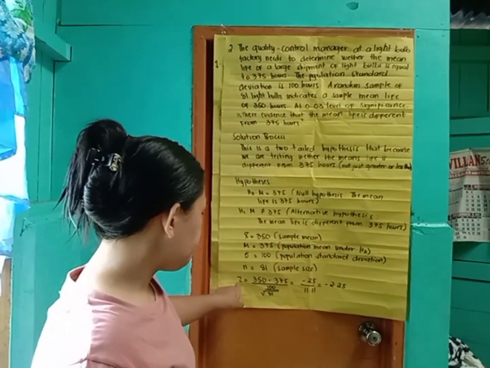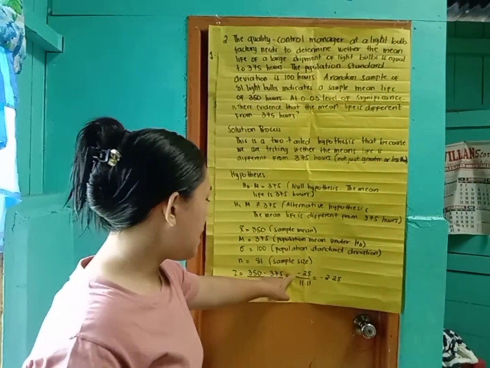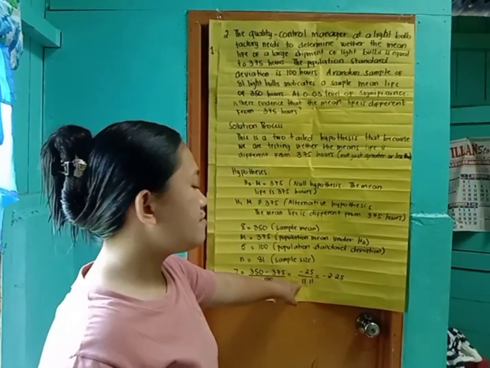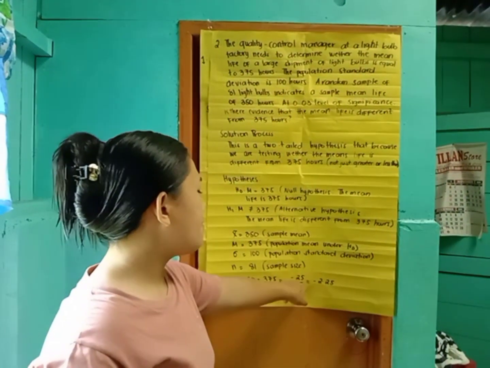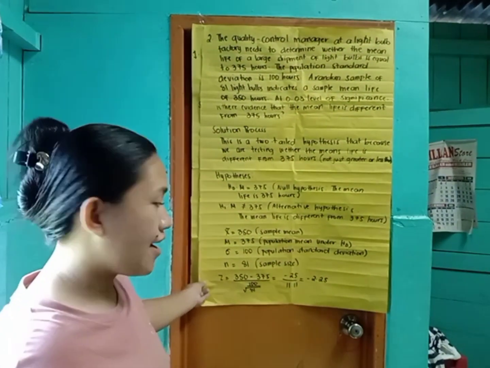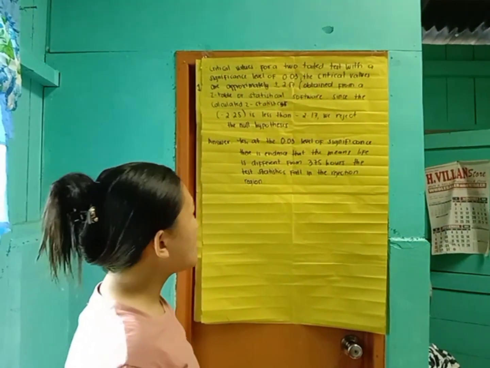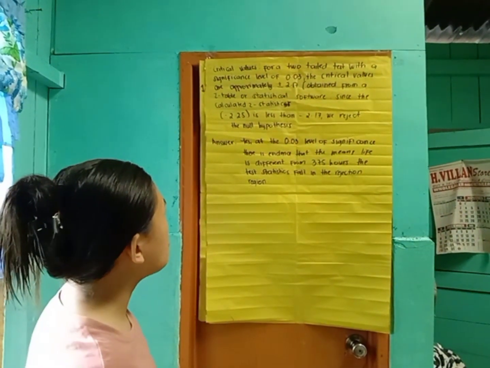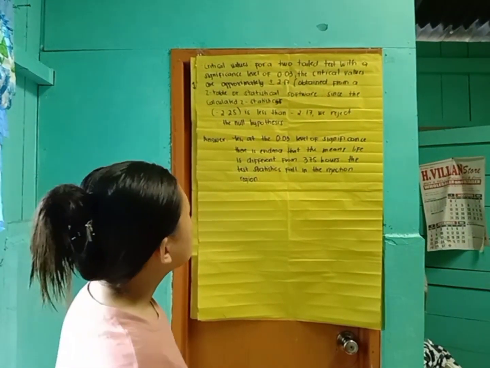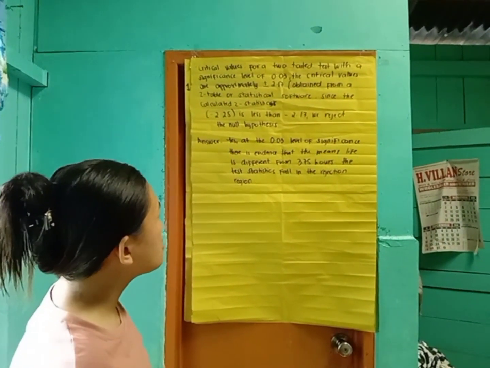So 350 minus 375 equals negative 25. Negative 25 divided by 11.11 equals negative 2.25. Critical values for a two-tailed test with a significance level of 0.03: the critical values are approximately plus or minus 2.17, obtained from a Z-table or statistical software.